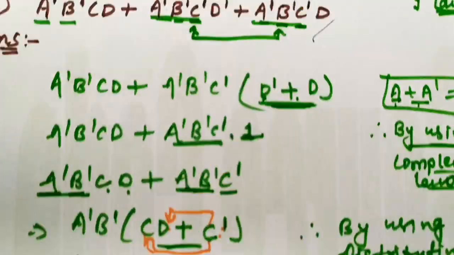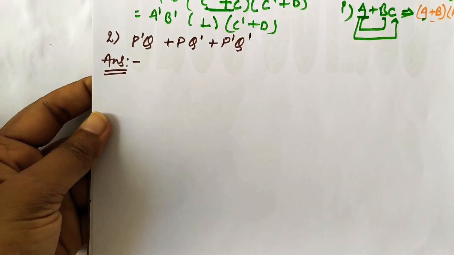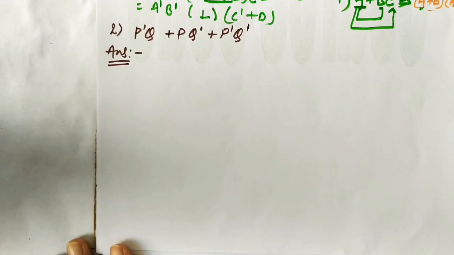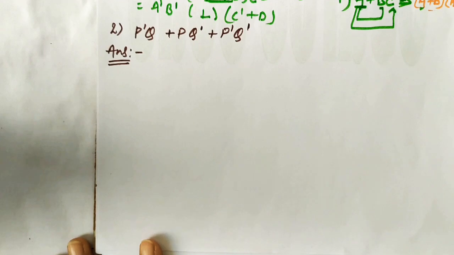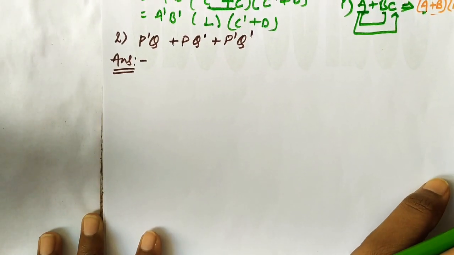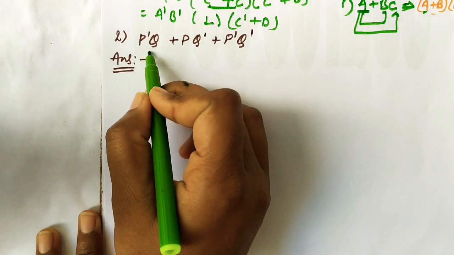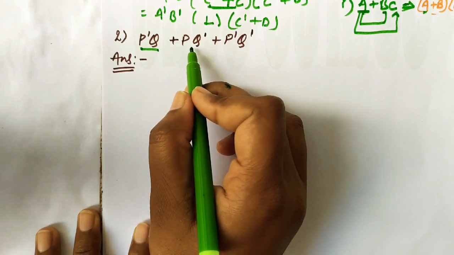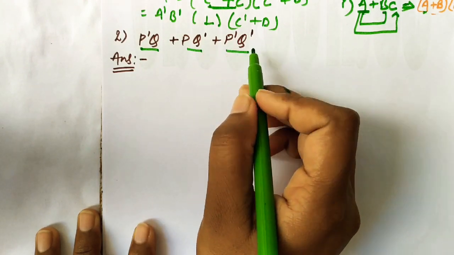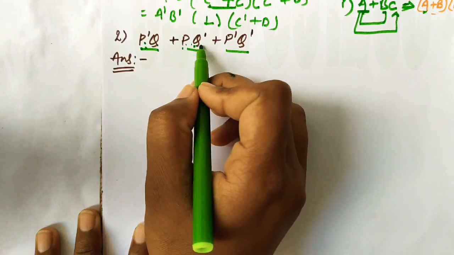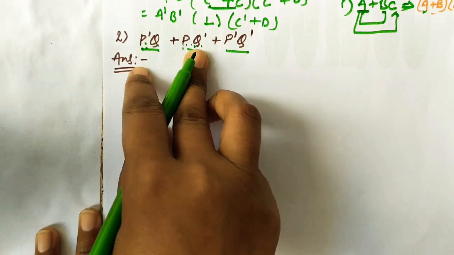So next we move to the next question, and the next question is p dash q plus pq dash plus p dash q dash. In this term we firstly see what is the common value. Here p dash q and pq dash and p dash q dash. In these two terms, p dash q and pq dash, nothing is common.